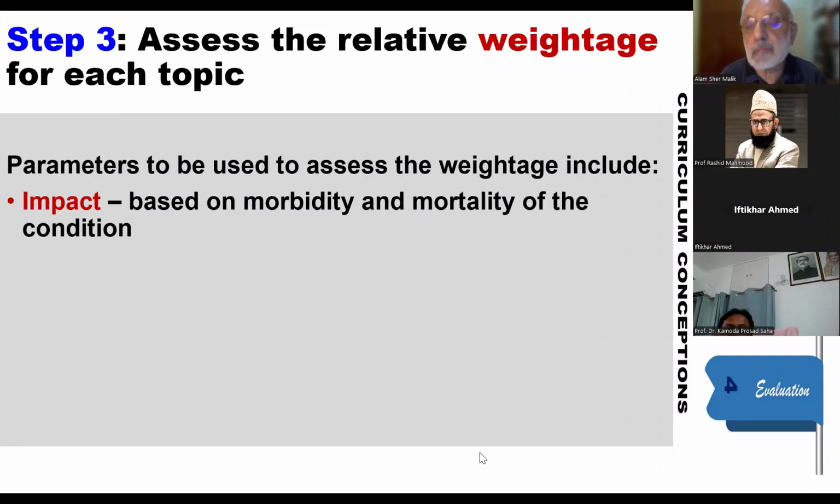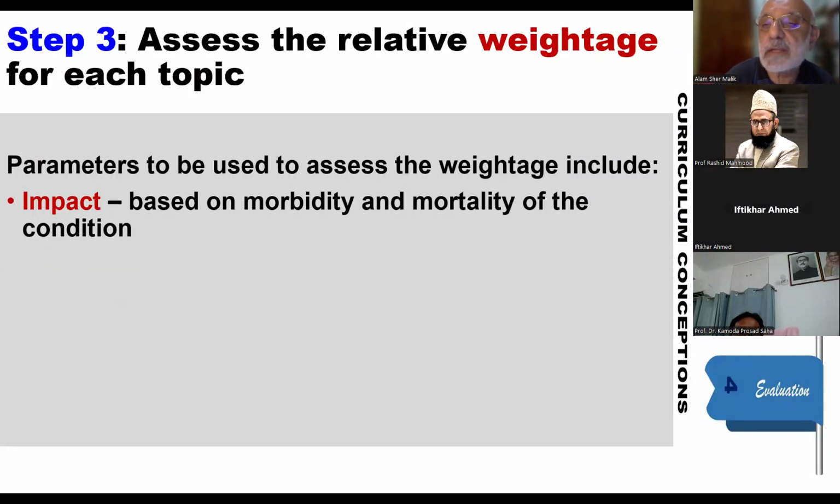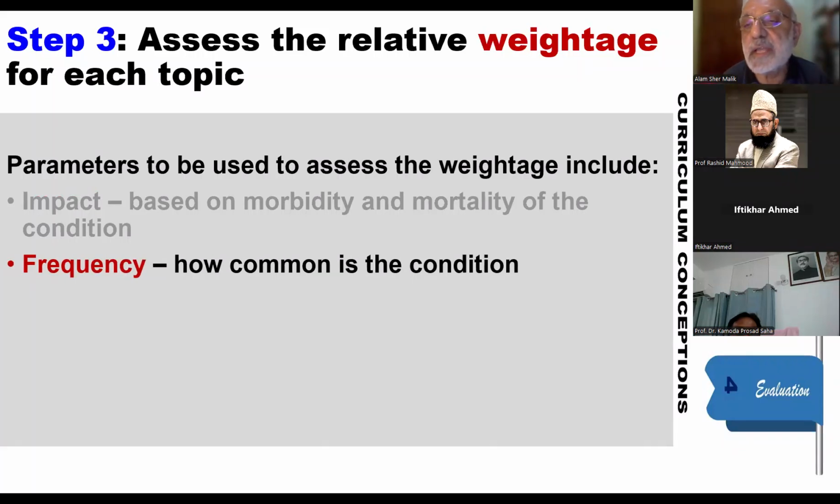Let me say it again: all the topics we have identified, the exhaustive list of topics, now we have to judge each topic, each condition, based on the impact. Impact means morbidity and mortality. And number two is the frequency. Number one, what is the impact of that condition in general in relation to morbidity and mortality. And number two, how frequent is that condition.